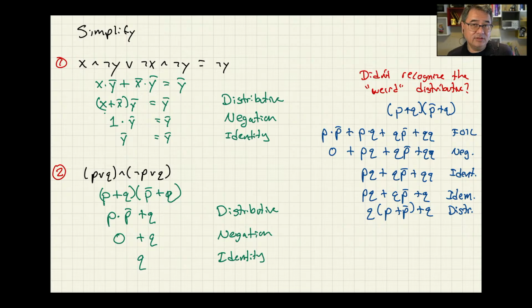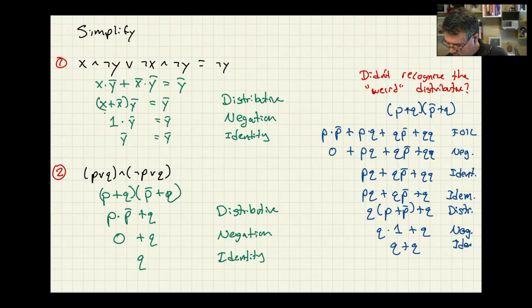And then that P plus not P turns into a 1 by negation. Then the 1 drops away by identity. And then the Q plus Q becomes just Q, also by idempotence. So, long way around, but we did it.